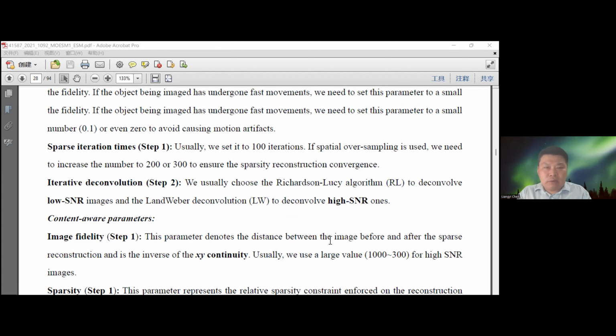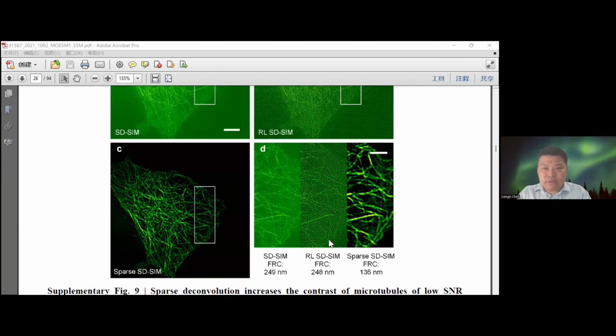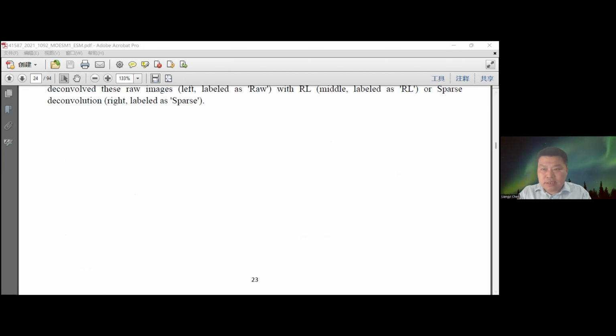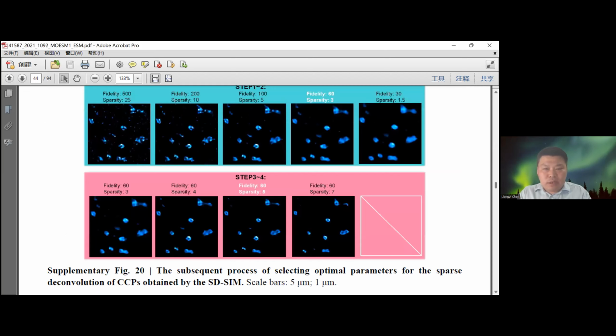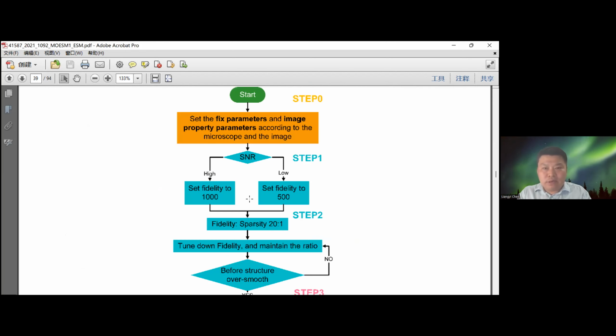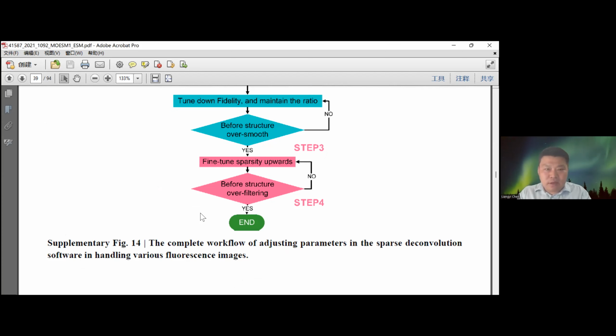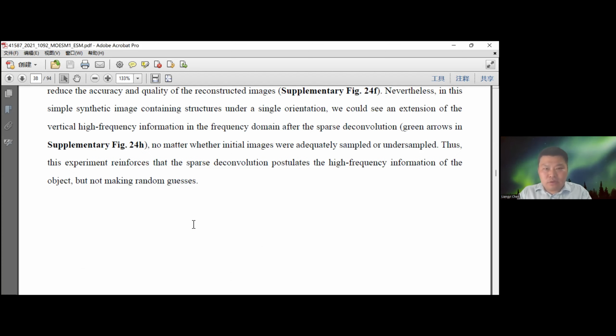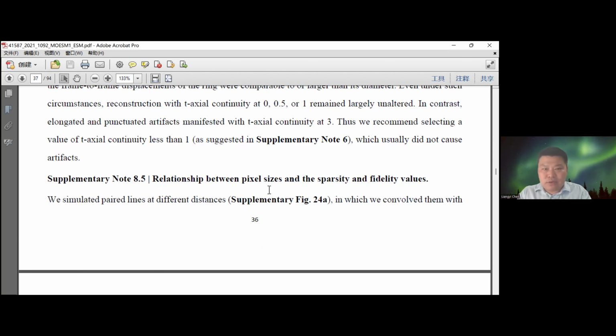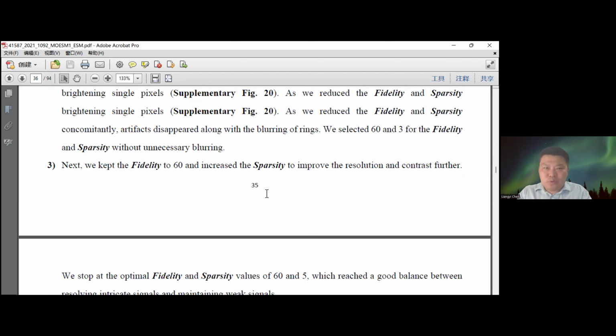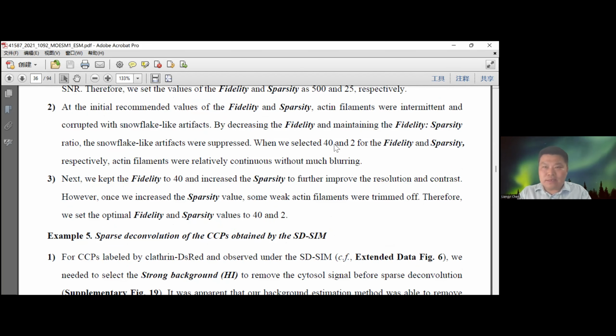And also, I want to emphasize, because of the parameters associated, we have a very detailed step here in supplementary figure 14, and also associated supplementary on how to choose these parameters. Okay, for people interested, please refer to our supplementary material.